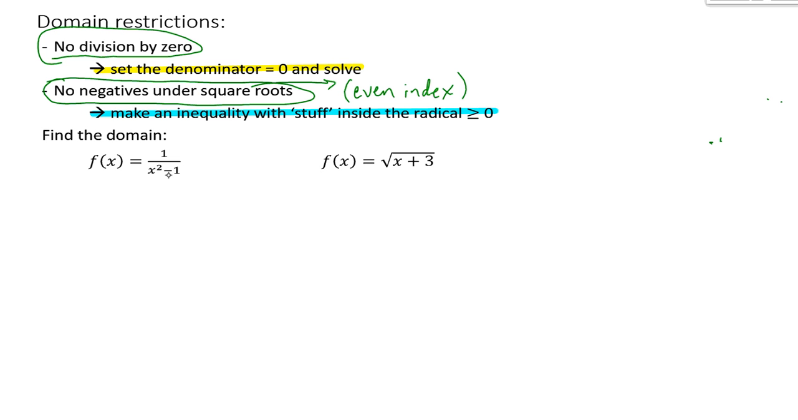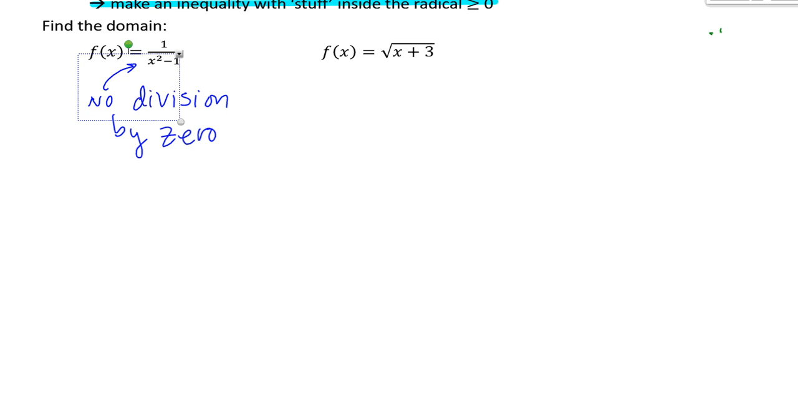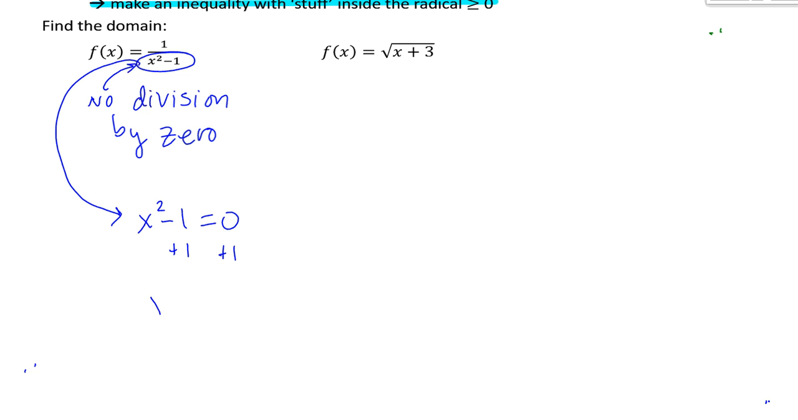Okay, here's an example. It's got variables in the bottom, right? No division by 0. So in this sense, what we're doing is trying to figure out what values of x would cause division by 0. So I'm going to take that denominator, x squared minus 1. We're going to make an equation setting it equal to 0 and solve, because that would tell me what values, when I plugged them in for x, would give 0 on the bottom. This is an easy solve. Square root both sides, x equals plus or minus 1.